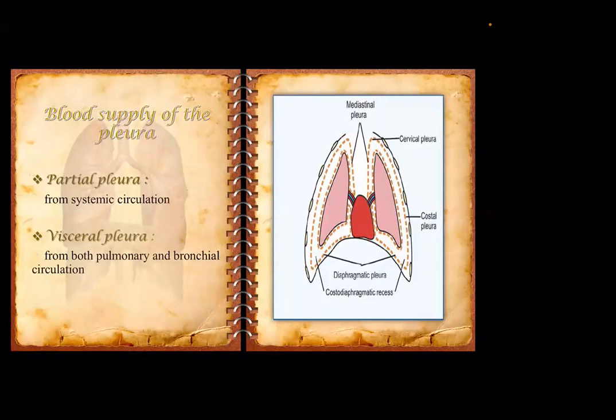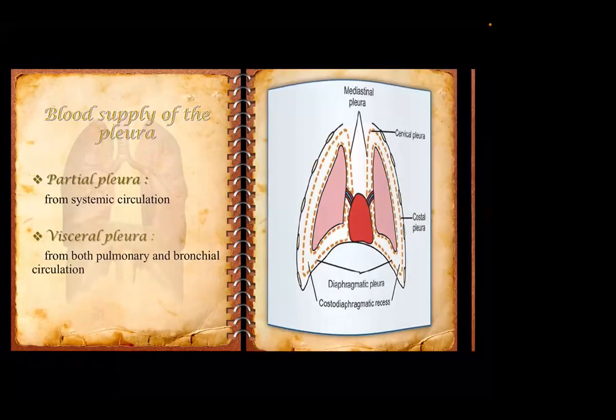Blood supply of the visceral pleura is from both the pulmonary and the bronchial circulation. Radiological.